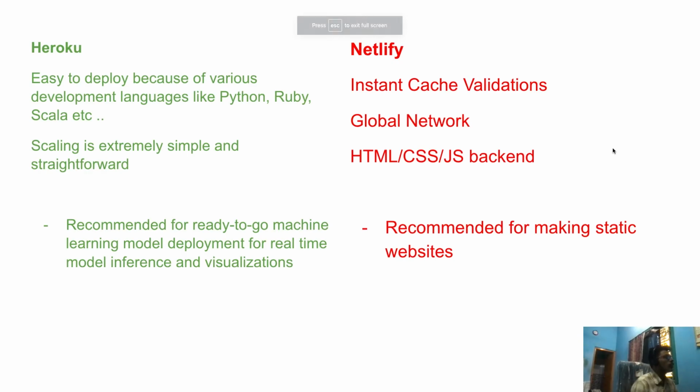So among the four hosting services we saw, the two winners were Heroku and Netlify, and each has its own advantages and disadvantages. Heroku allows you to deploy the machine learning models you have developed in your development language of interest, whether it can be Python, Ruby, Scala, etc. And the scaling is extremely simple and straightforward.